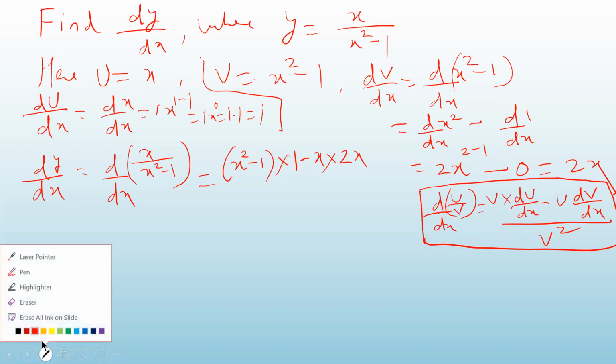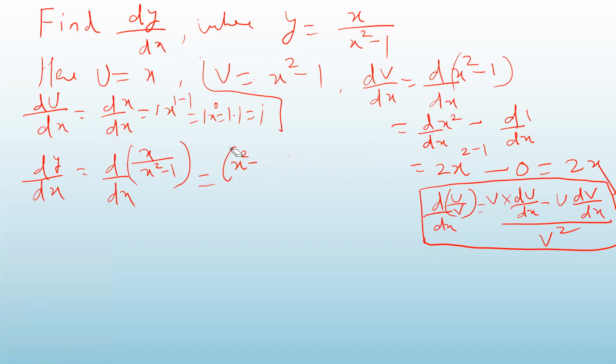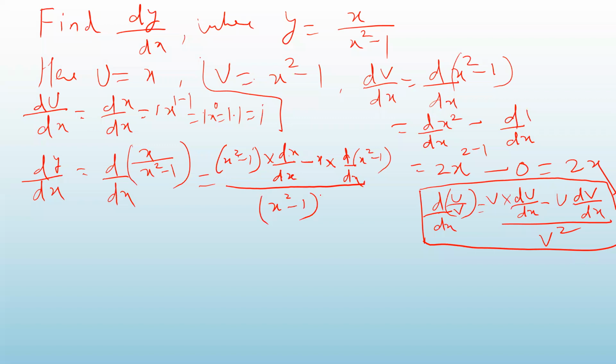If you want one more step we can have, so that after some time if you read this, there should not be any problem. So let me write the intermediate step also. So this is v, that is x square minus 1, into derivative of u. U means x, minus u, that is x, into derivative of v. V is x square minus 1, and the whole thing divided by v square. So v is x square minus 1 and the square of this.